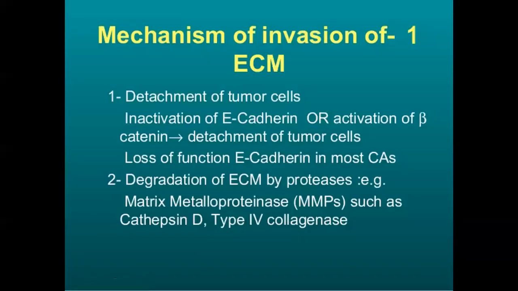How the mechanism of invasion of ECM works. So first of all, the detachment of the tumor cell. There is the inactivation of E-catenin or activation of beta-catenin, which leads to the detachment of the tumor cells. And there is loss of function of E-catenin in most cells. Number two, the degradation of extracellular matrix by proteases, for example, matrix metalloproteinase such as cathepsin D, type 4 collagenase.